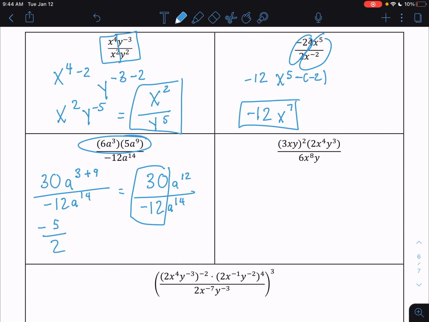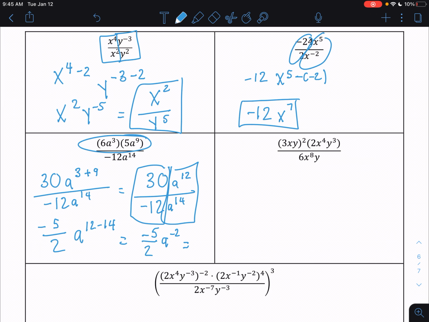And then we have our a. We have a to the 12th and a to the 14th. So we're going to have a to the 12th minus 14, which gives us negative 5 over 2 times a to the negative 2. Again, we can't have that negative, so let's put it in the bottom. So negative 5 all over a squared. Sorry, 2a squared. Forgot the 2 there. It's negative 5 over 2.